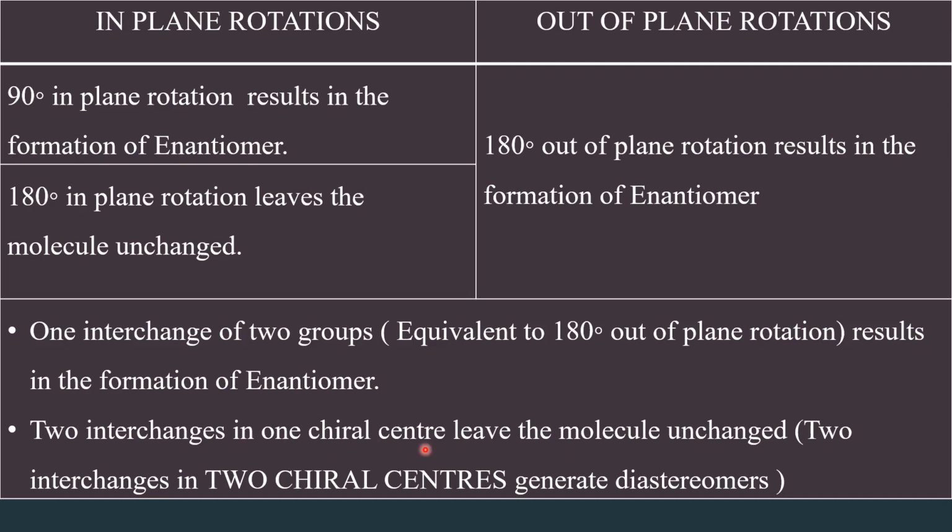And this is applicable for a molecule with one chiral center. This is applicable only when the two interchanges are done in one chiral center alone. Suppose two interchanges are done in two chiral centers of the molecule, then that will result in the generation of diastereomers.